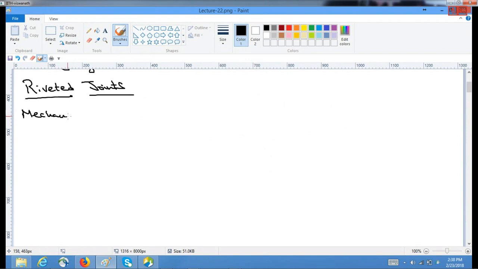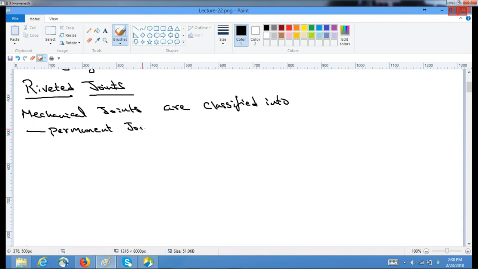Mechanical joints are classified into permanent joints like welding, and then there are separable joints.